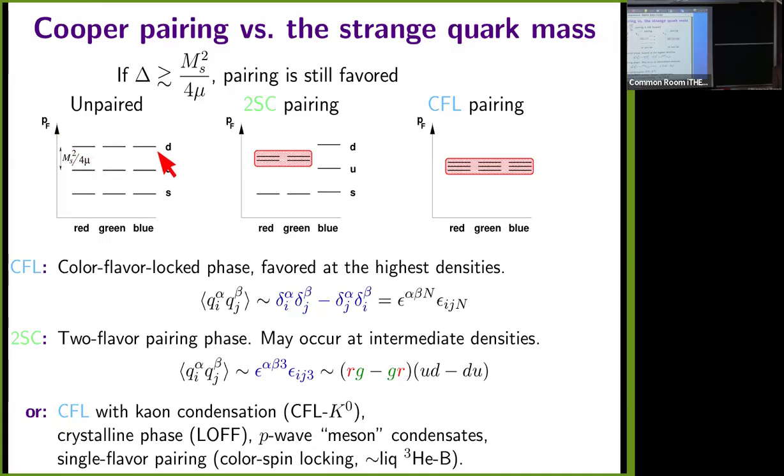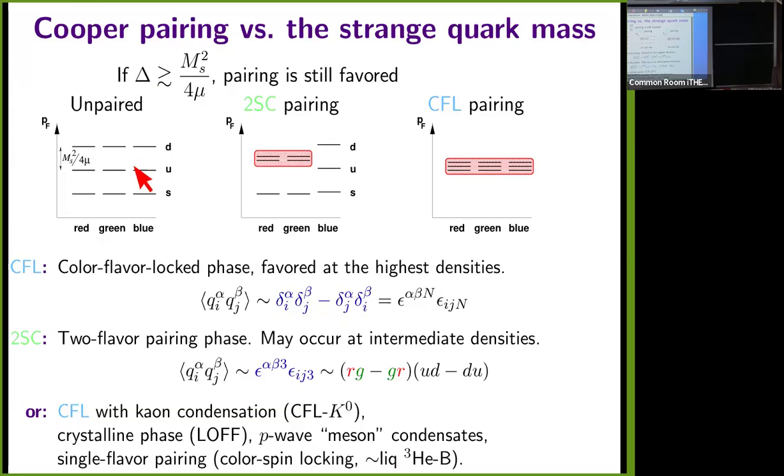And if the Cooper pairing that you would get from pairing downs with ups or ups with stranges is bigger than that discrepancy, that difference in Fermi momenta, then the pairing can still win, right? It costs a certain amount of more energy because it's trying to overcome mismatched Fermi momenta, but it can still do it.